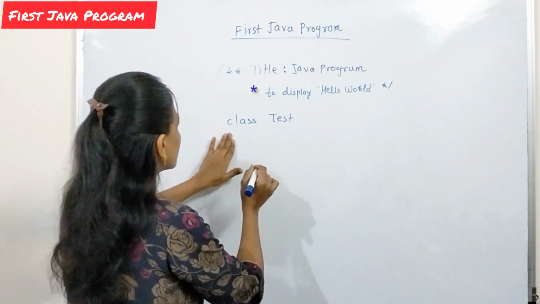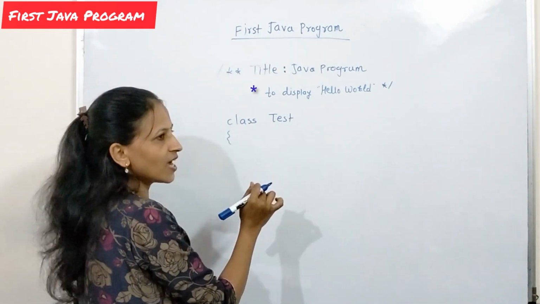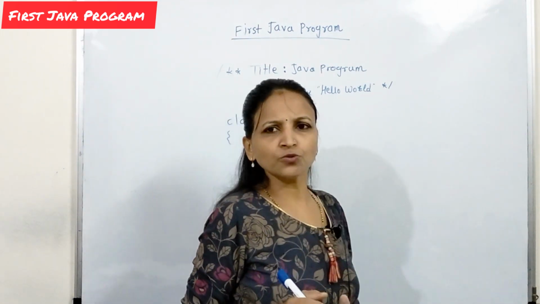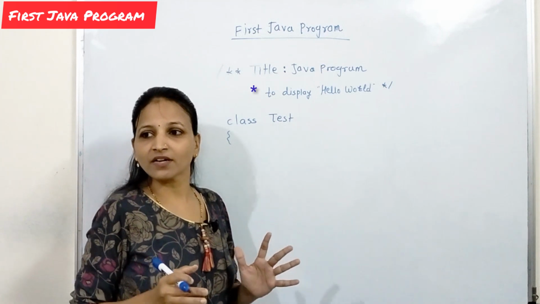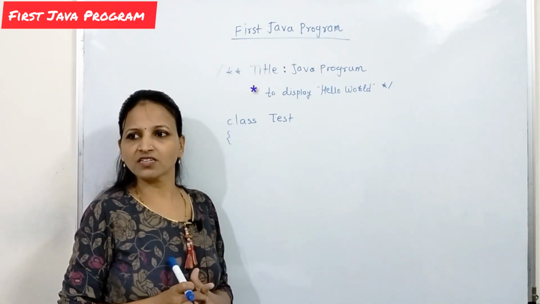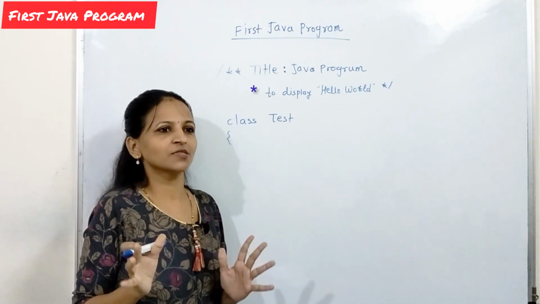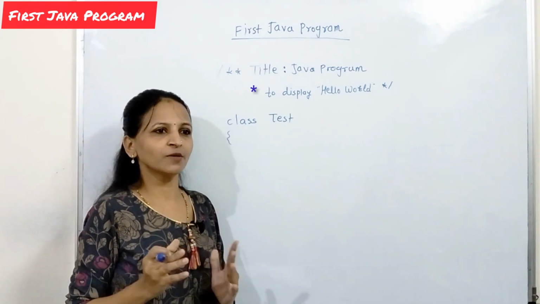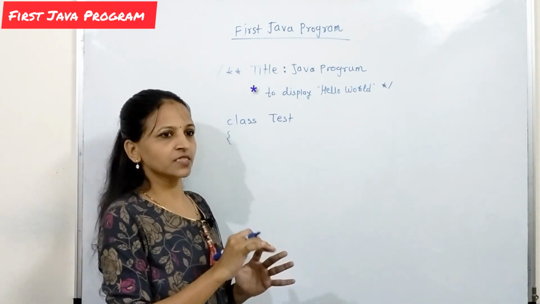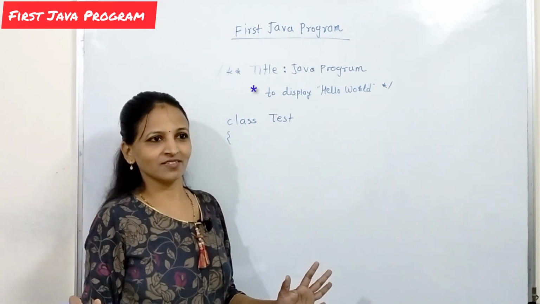Now see next, class test, this is the name of a class. Next here we are writing the main method, because there is no need to declare any data member here. Our aim is to just display a hello world message, which we have to write in the main method. Now how to write the main method? Again, the main method is the starting point of execution.